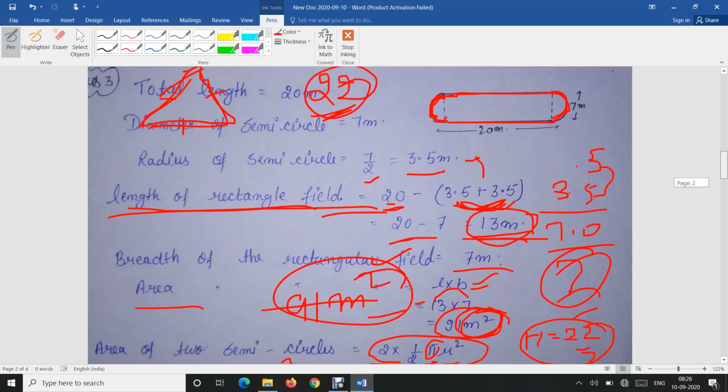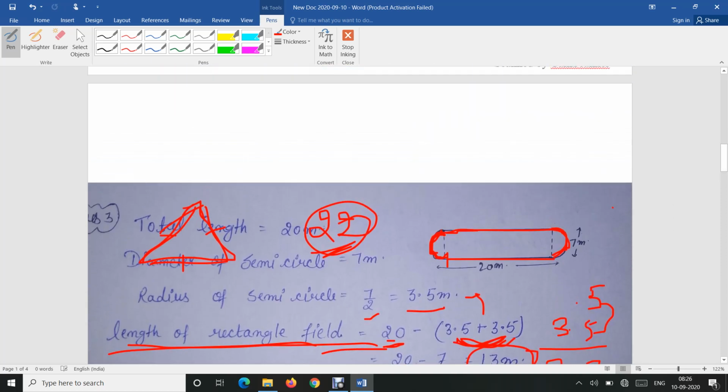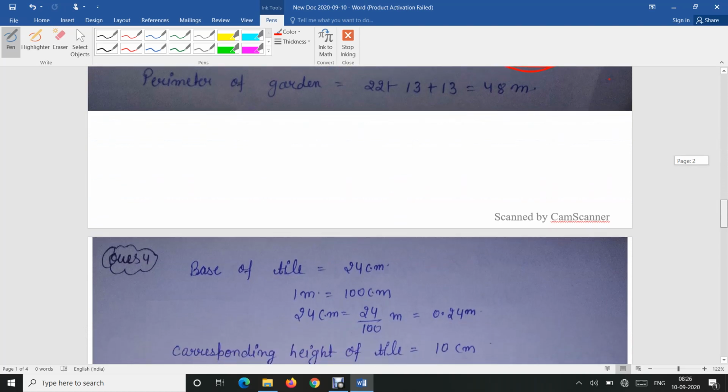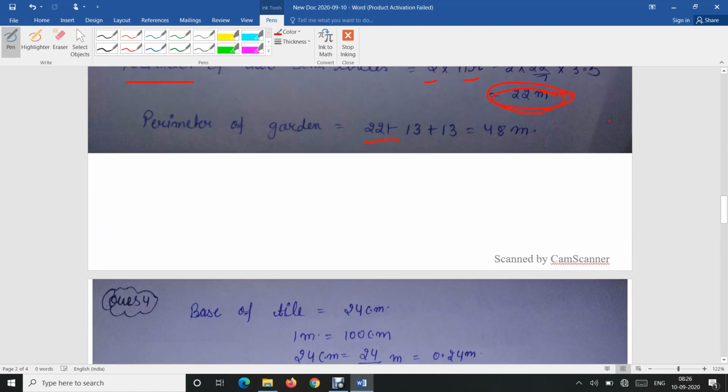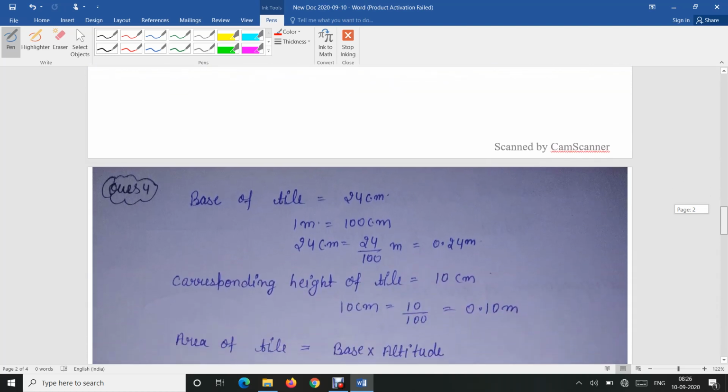So we can add the length of this portion and the length of this portion. This is 13 meter and this is also 13 meter. So we can add 22 plus 13 plus 13. Hope you understand what I want to say. So the perimeter of the total garden is 22 plus 13 plus 13, which is equal to 48 meter. Hope all of you understand this question. If you have any problem regarding that question, then you can ask.